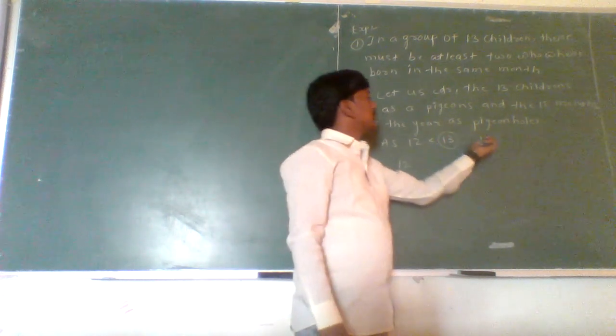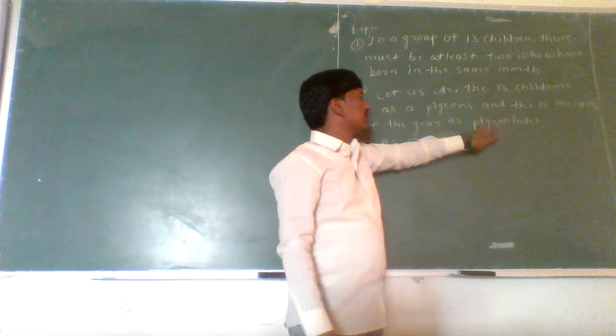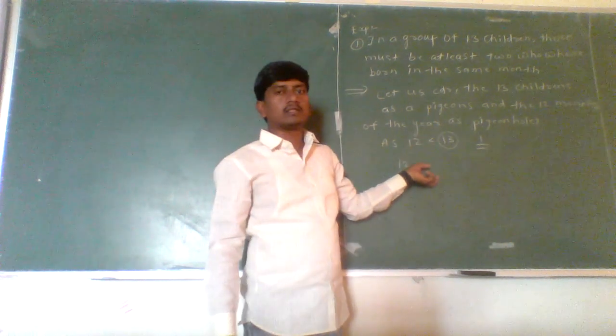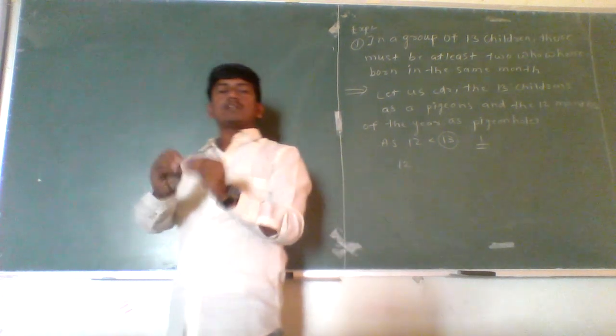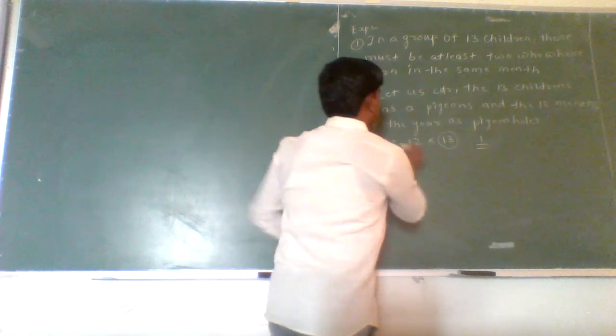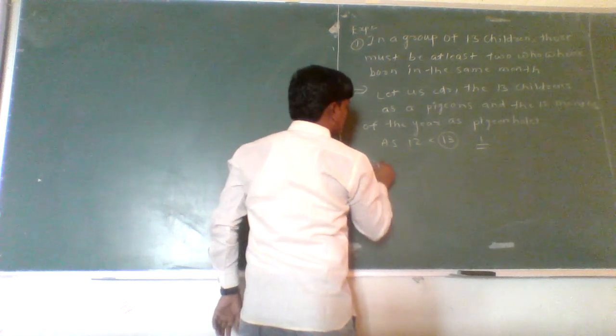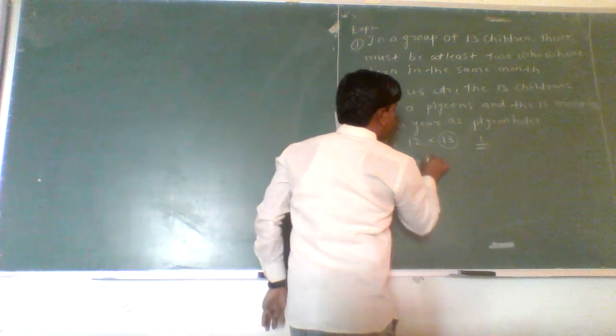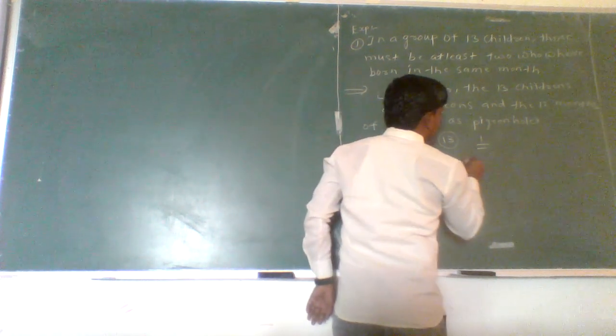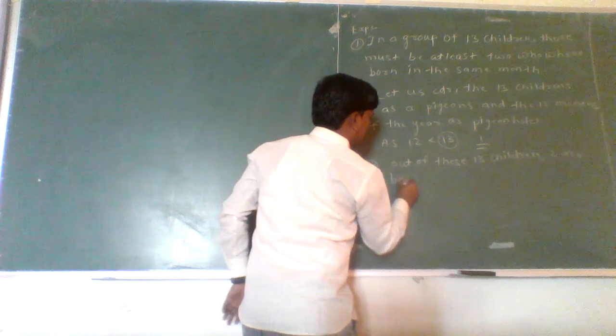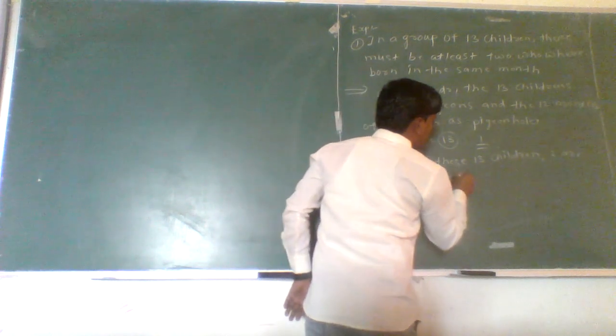Now there is one child left. This one child is born in one of these 12 months. Therefore there must be at least one month in which 2 children are born. So from this we conclude that out of these 13 children, 2 are born in the same month.